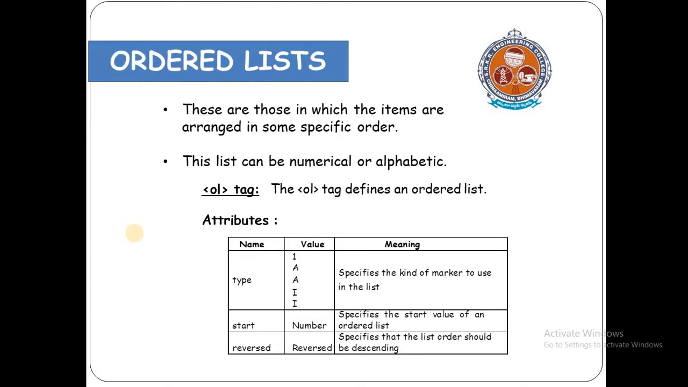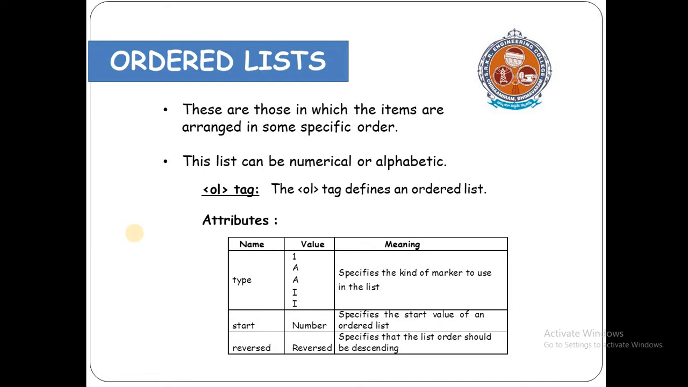Ordered list means we have the list in order. Suppose we have 6 branches in our college. If you want to give them an order, like 1 for CSE, 2 for IT, 3 for mechanical, and 4 for civil, and so on, and you want to keep them in order, number-wise, alphabet-wise, or Roman-number-wise, the ordered list will be used.